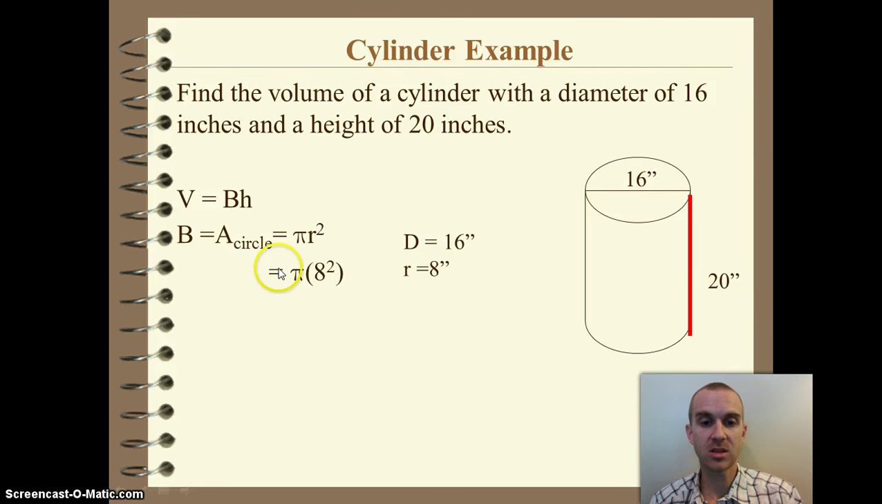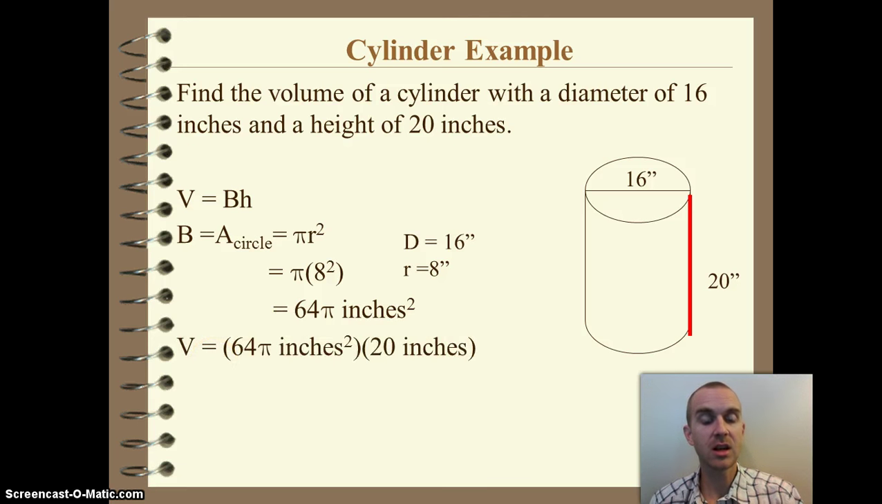I plug in 8 inches, and I would end up with 64 pi square inches. So I'm going to take that 64 pi square inches and multiply it by 20 inches to get my entire volume. This would give me 1,280 pi cubic inches.